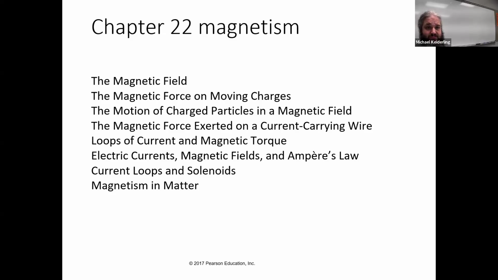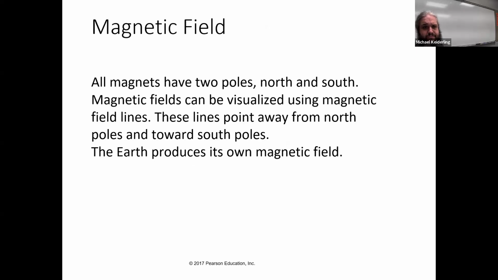So we talked about magnetism, so the magnetic field, the magnetic force on moving charges, the motion of charged particles in a magnetic field, the magnetic force exerted on a current carrying wire, and loops of current and magnetic torque, and electric currents, magnetic fields, and Ampere's law, current loops and solenoids, and magnetism and matter. So all magnets have two poles, a north and a south. Magnetic fields can be visualized using magnetic field lines. These go away from north poles and towards south poles, and the Earth produces its own magnetic field.